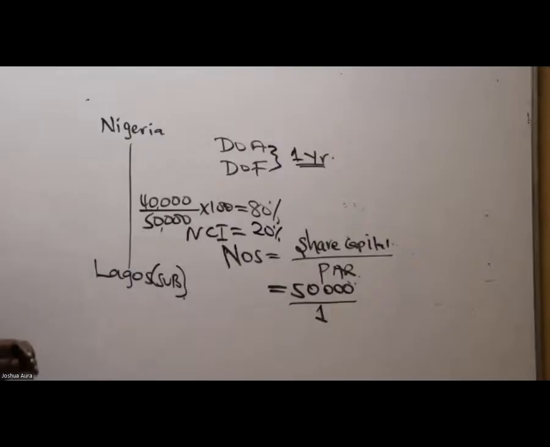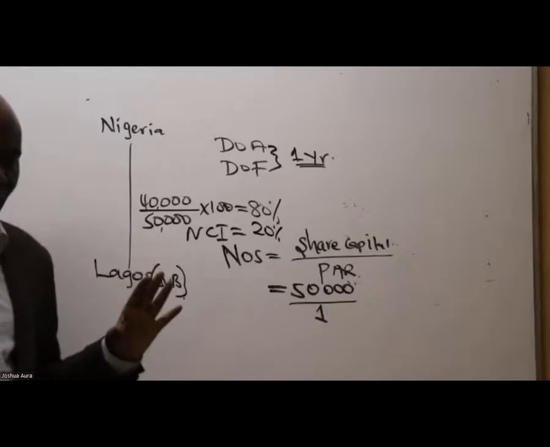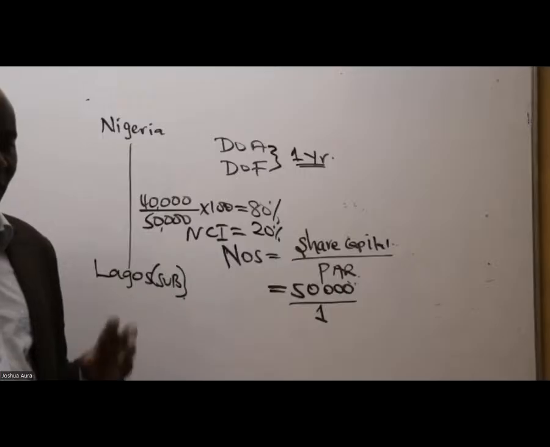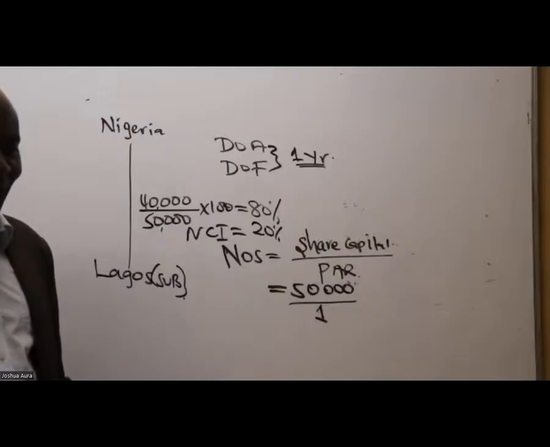That is it. Now, ladies and gentlemen, after doing this group structure, what do you think will be the next thing to be done? After the group structure, please give me the next step. Goodwill. No. Pro forma. Go to the pro forma statement, not the PAP.